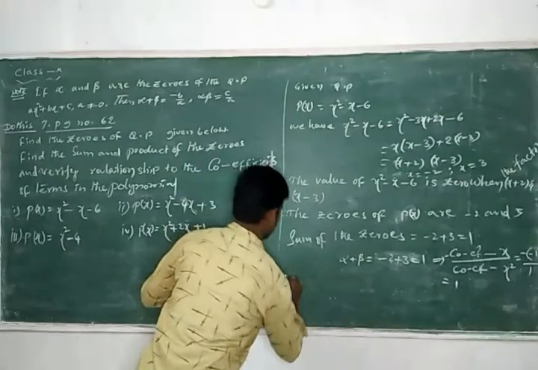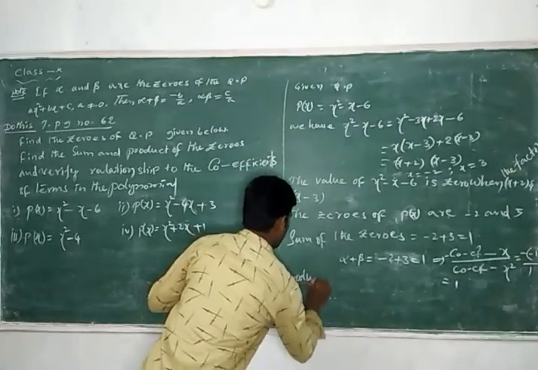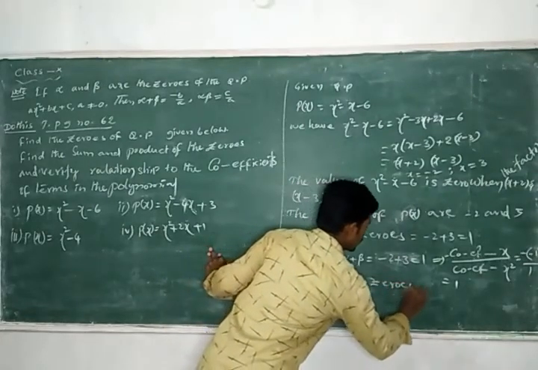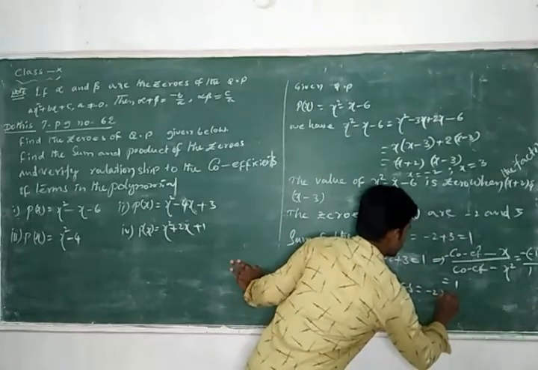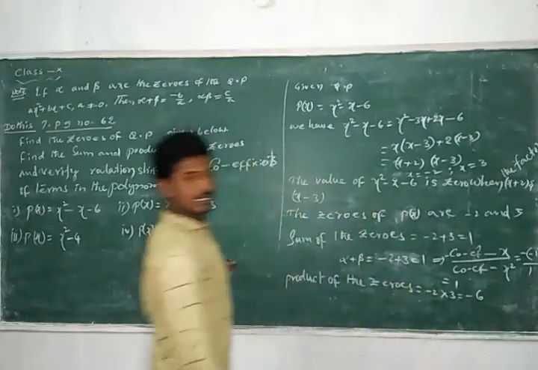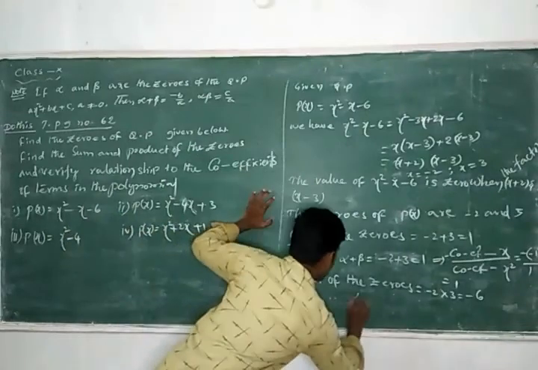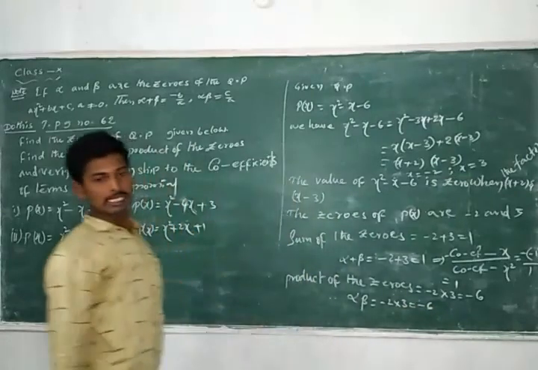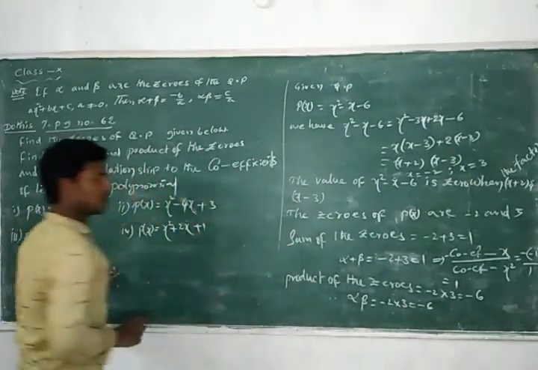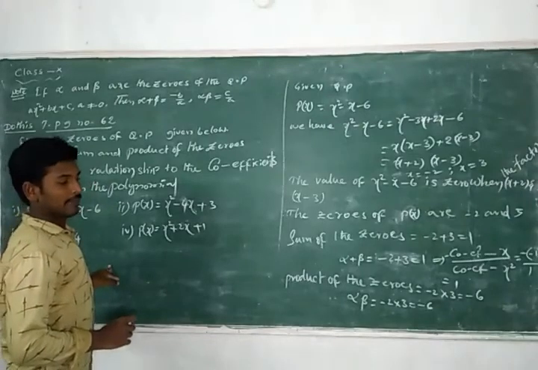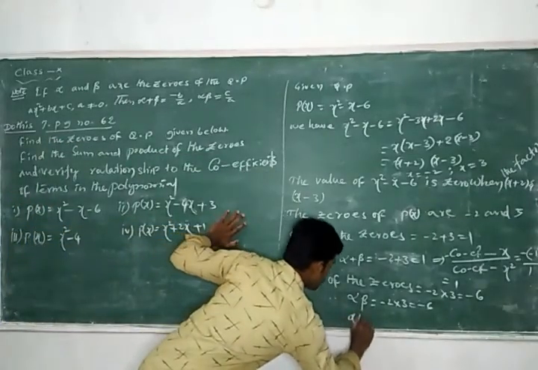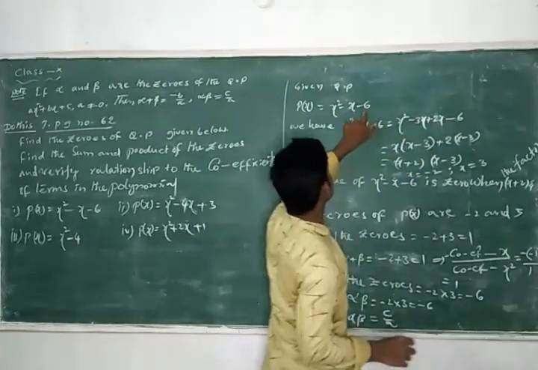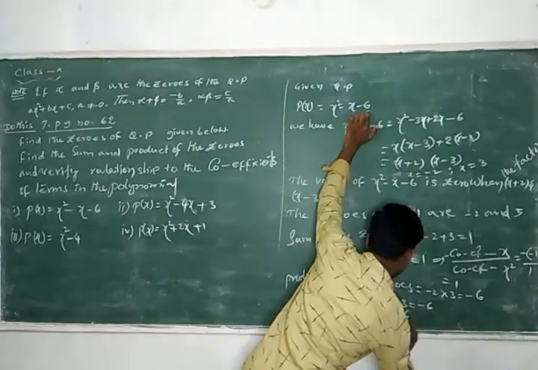Then the product of the zeros. What is the product? Minus 2 into 3, that is equal to minus 6. Then find the relation. Alpha into beta is equal to minus 2 into 3, which is equal to minus 6. So we know that alpha into beta is equal to c by a. So what is c? c means the constant term.